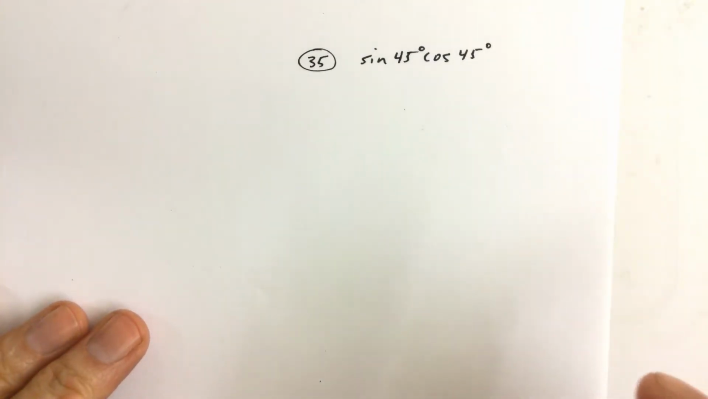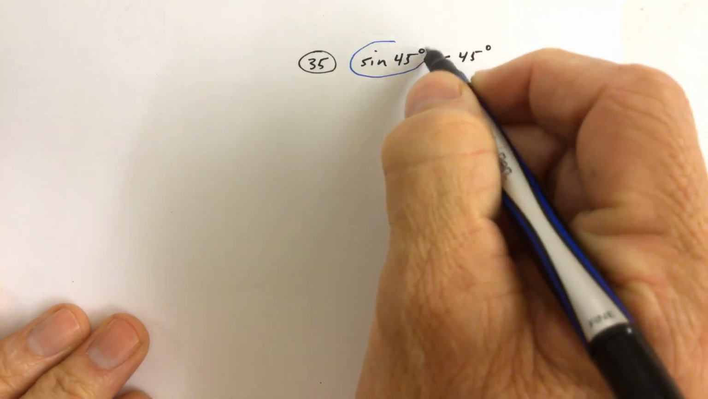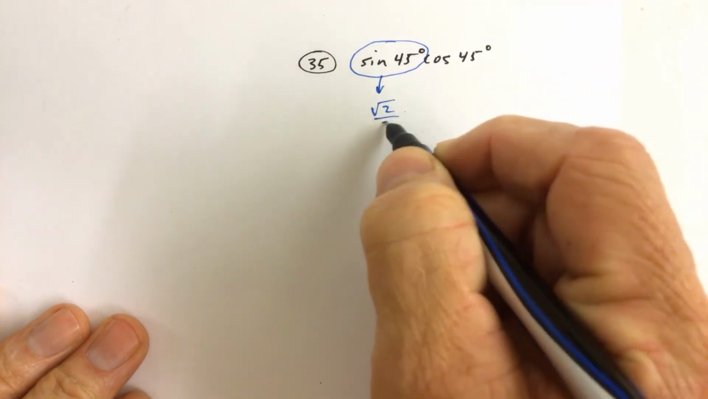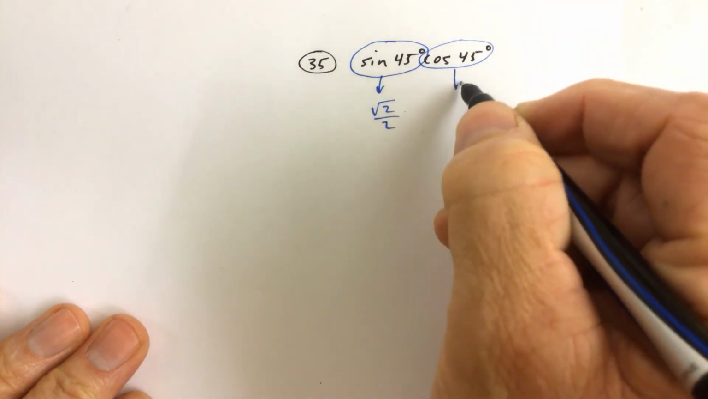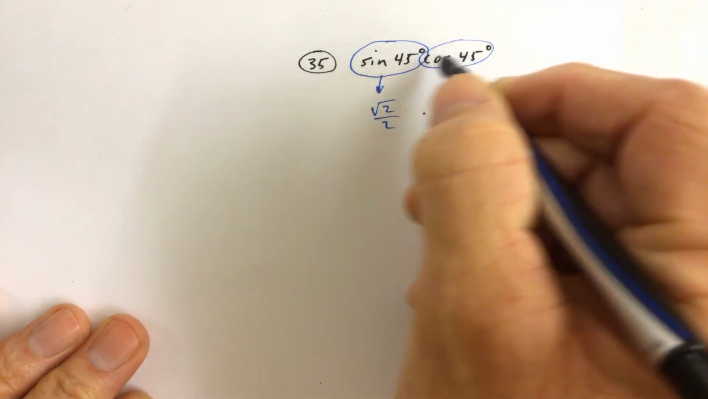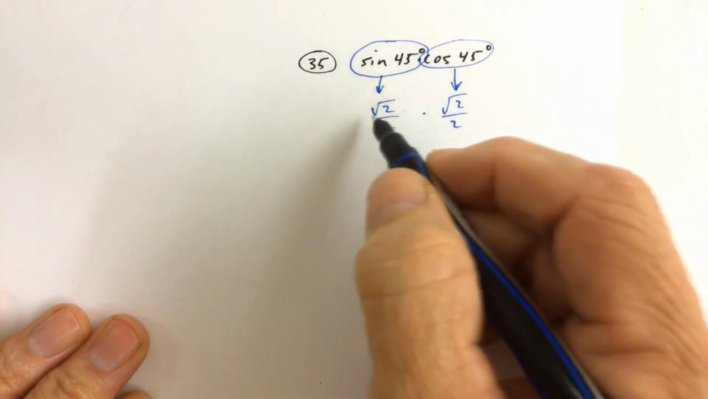So problem 35, we're just asked to simplify this expression. And we should know by now that the sine of 45 degrees is radical 2 over 2, as well as the cosine of 45 degrees, which is radical 2 over 2. When we see two functions next to each other like that, it means multiplication. So we're just multiplying across.